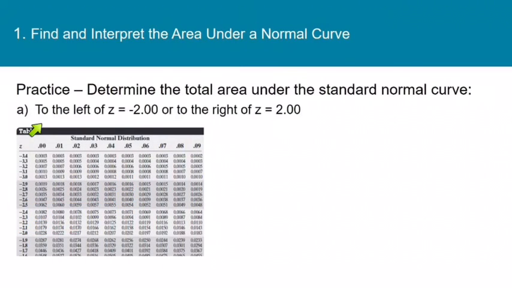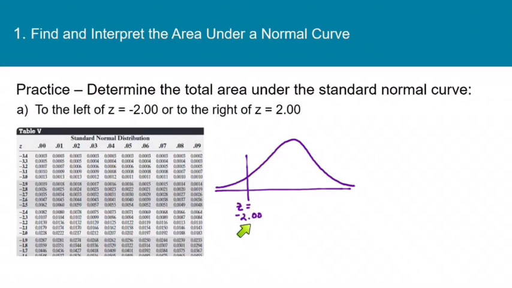Now here's one that's worded a little differently, but I think when you see it drawn, you'll know exactly what to do. This says find the area to the left of negative 2.00 or to the right of z equals positive 2.00. So start with a sketch. Here's the line for z equals negative 2.00, and here's the line for z equals positive 2.00. The area to the left of negative 2 is this little slice here, and the area to the right of positive 2 is this little slice here. So if we want the total area, I think you can probably see that we'll have to add these two areas together.